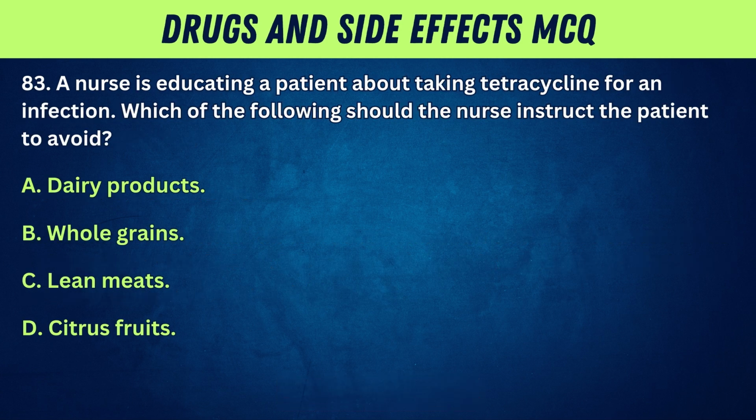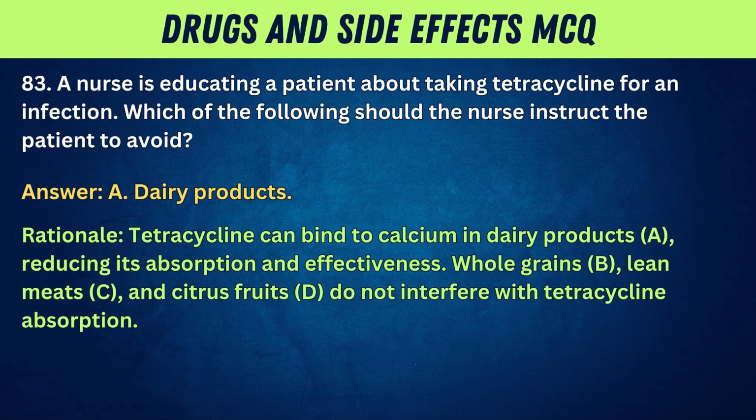83. A nurse is educating a patient about taking tetracycline for an infection. Which of the following should the nurse instruct the patient to avoid? A. Dairy products. B. Whole grains. C. Lean meats. D. Citrus fruits. Answer: A. Dairy products. Rationale: tetracycline can bind to calcium in dairy products, reducing its absorption and effectiveness. Whole grains, lean meats, and citrus fruits do not interfere with tetracycline absorption.